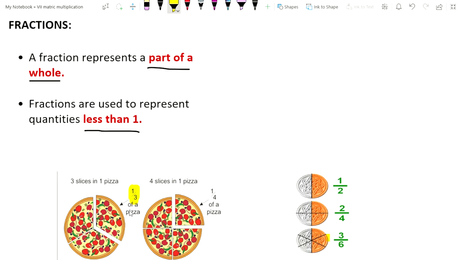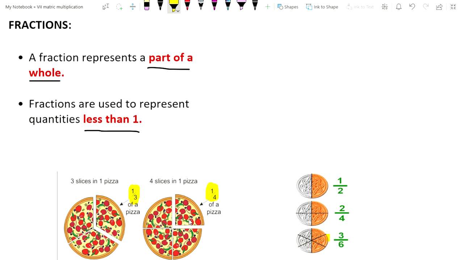Okay, children, see the next one. Here the pizza is divided into how many parts? 4 parts. Are all the parts equal or different? Equal. So now the pizza is divided into 4 equal parts. Out of 4, I am taking only one part, so the one part represents 1 by 4.